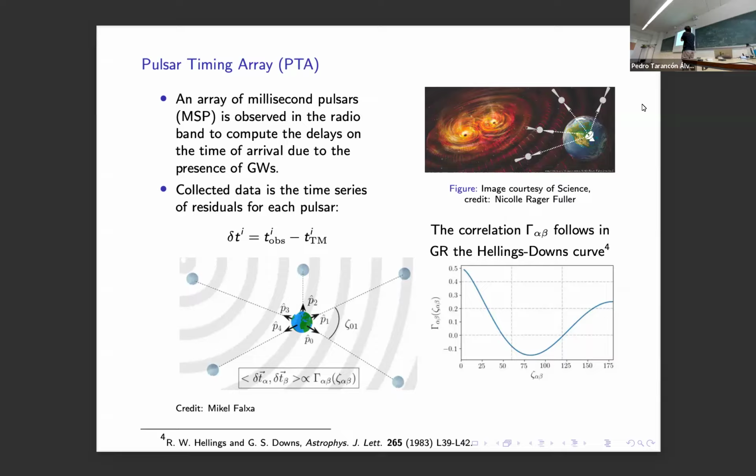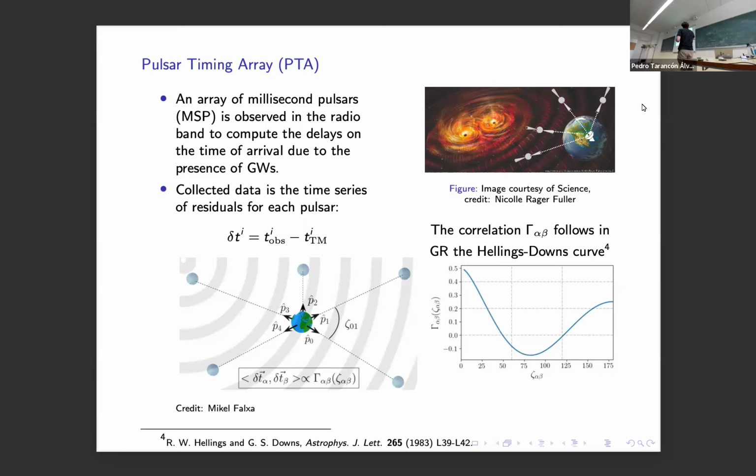In particular, if we take different pulsars on the sky and cross-correlate the time delays coming from different pulsars as a function of the angular separation in the sky, there is a very clear prediction from GR of what the correlator should be as a function of the angular separation, if this is actually due to a gravitational background.